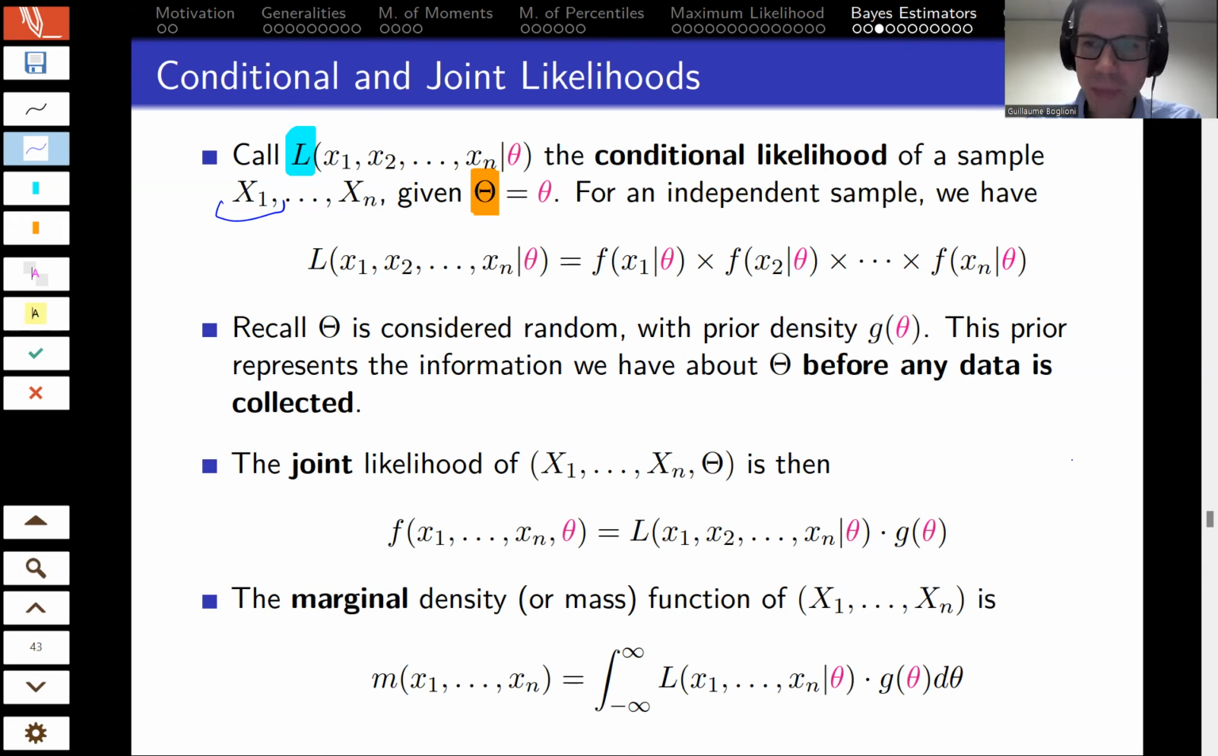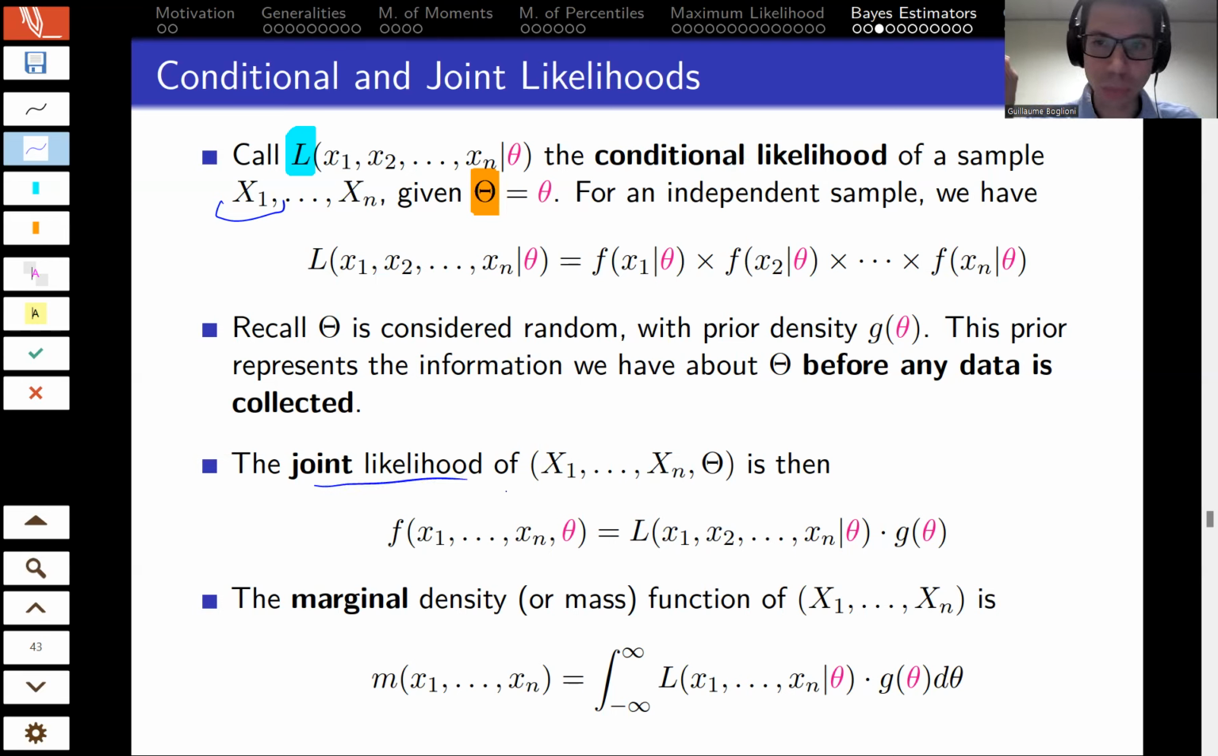Okay, now this is all a bit abstract, but bear with me for a moment. We're going to give a concrete example to try to illustrate this. Just to get the notation out of the way: if this is a conditional likelihood, of course we can have the joint likelihood.